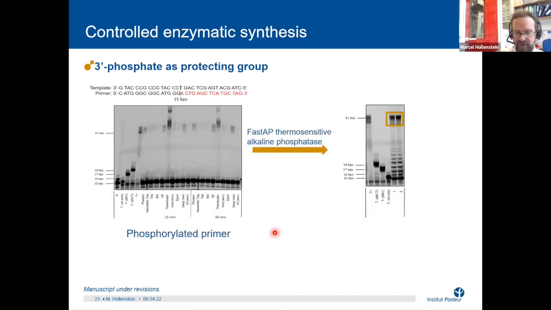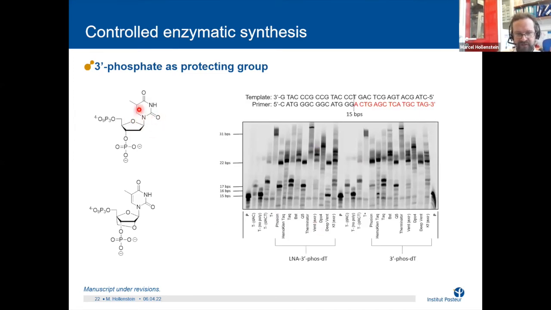So this looked like a very good idea, and preliminary tests, where we used phosphorylated primers in primer extension reactions and PCR, showed that using 3' phosphorylated primers blocked DNA synthesis, and then using a phosphatase such as the FastAP thermosensitive alkaline phosphatase allowed us to restore DNA synthesis. So this looked very good. So we synthesized these modified nucleotides using new synthetic routes, and started to incorporate them.